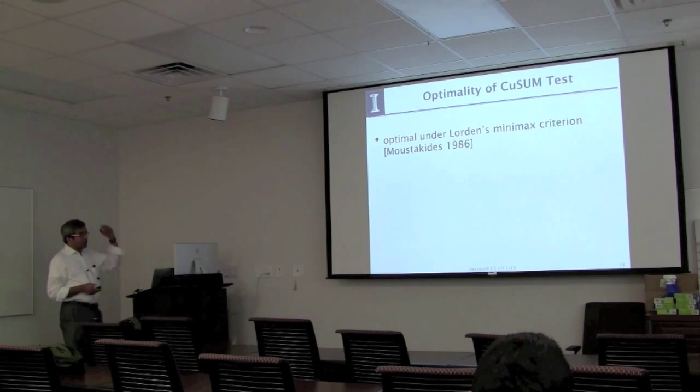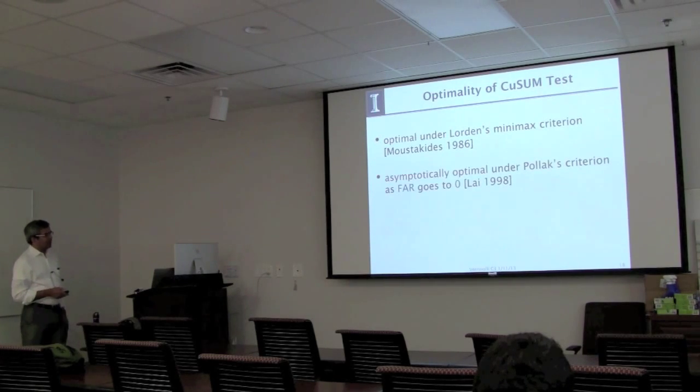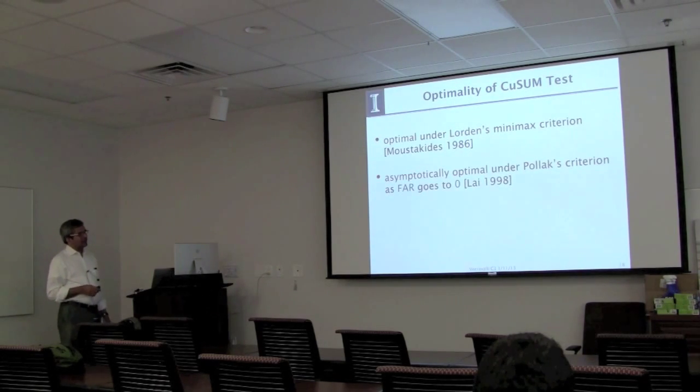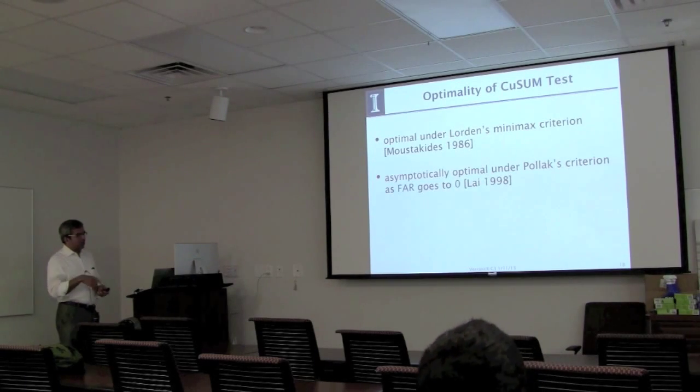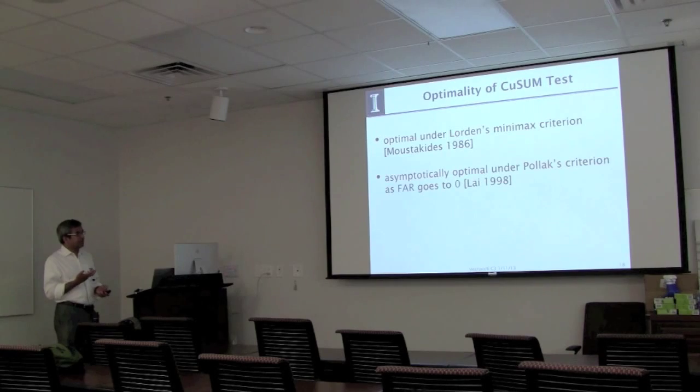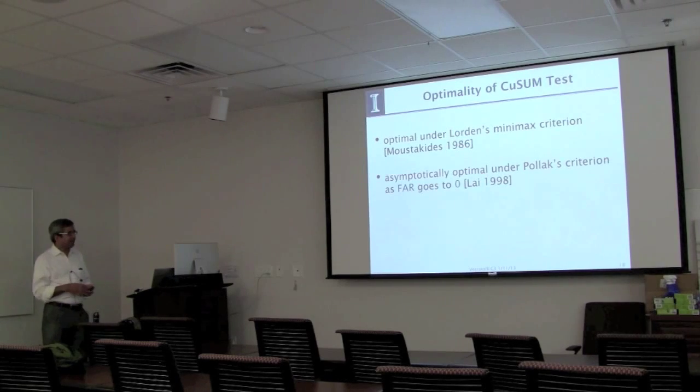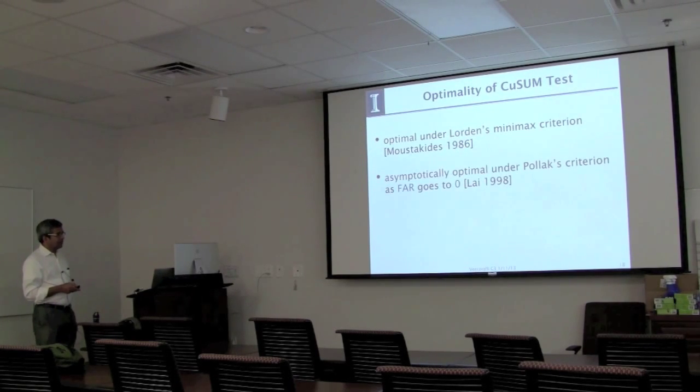In fact, you can show that this test is exactly optimal under Lorden's minimax criterion, and that was a very interesting proof given by Moustakides in 1986, which is a very difficult paper to read, by the way. But Lai has a much more elegant paper about the optimality of the Q-sum, and he shows that it's asymptotically optimal as the false alarm rate goes to 0 under Pollak's criterion. So this test is good under both criteria. It's good for the case where you don't know the distribution of the change point.